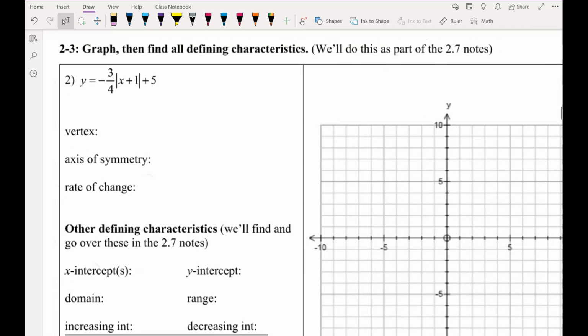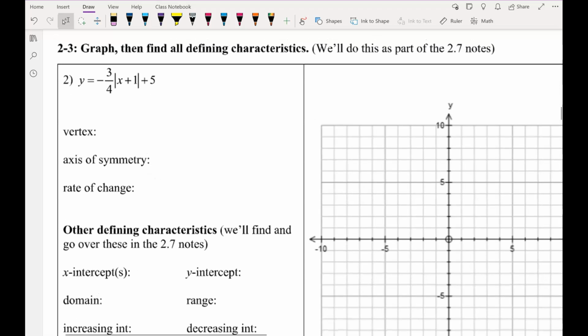Examples 2 and 3. Olivia, can you help us read the instruction to examples 2 and 3, please? Graph, then find all the defining characteristics. Awesome, thank you. All right, here we go. Step number 1 in the instruction. Sean, step number 1, it says for us to do what? Find the vertex.